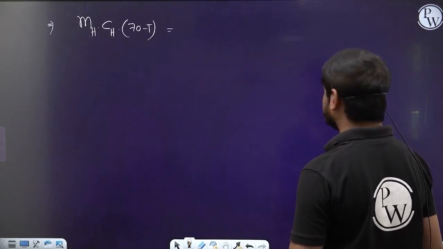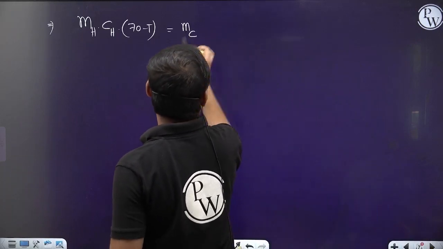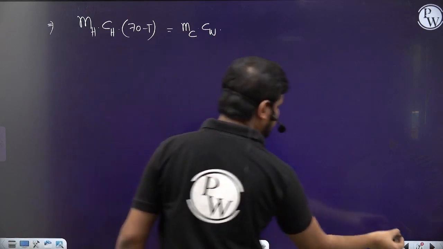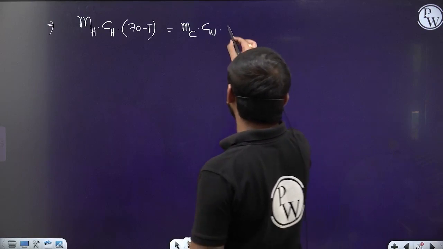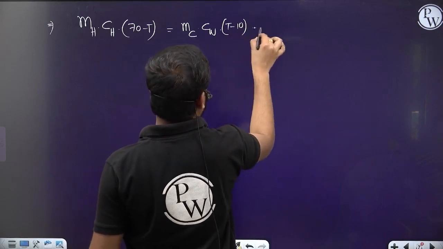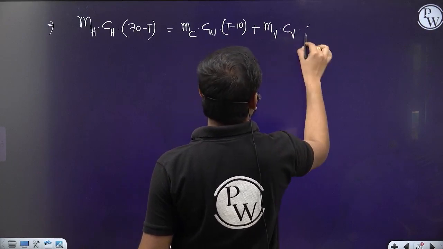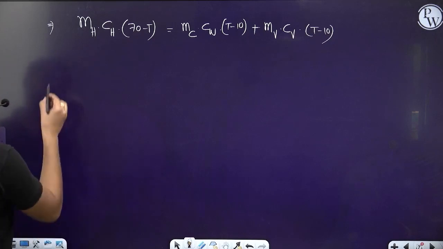Next, we have the cold body, and C of the cold body, and its temperature is raised from where to where? From 10 degrees to T. So the change is T minus 10. And then here, C of the vessel, mass of the vessel, into T minus 10. So that's it. Then substitute the values.